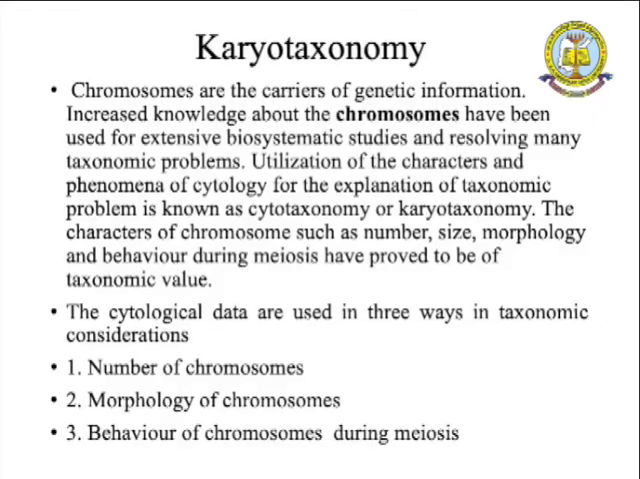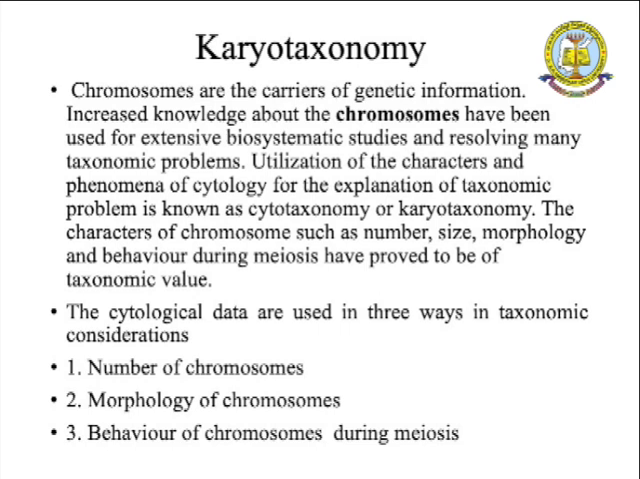Biosystematics. Next one, karyotaxonomy. What is the meaning of karyo? Karyo means chromosomes. This is related to chromosome taxonomy. Chromosomes carry the genetic information. Increasing knowledge about chromosomes has been used for extensive biosystematic studies and for resolving many taxonomic problems. Utilization of the characters and phenomena of cytology for the explanation of taxonomic problems is known as cytotaxonomy or karyotaxonomy.